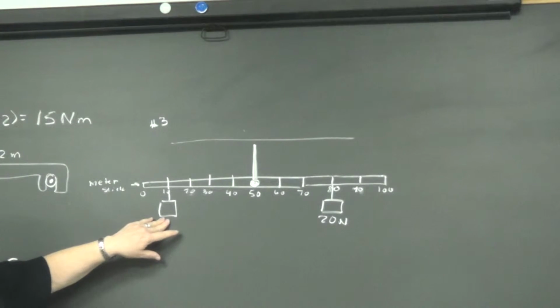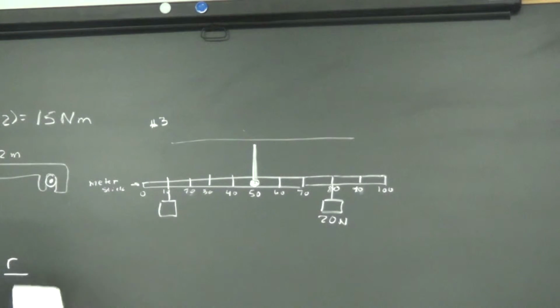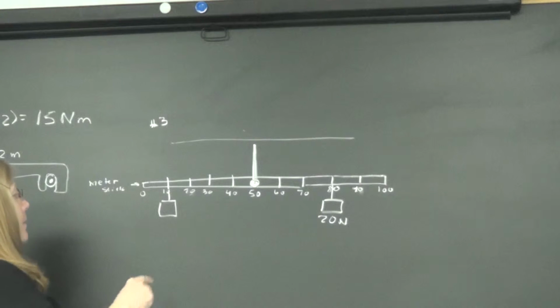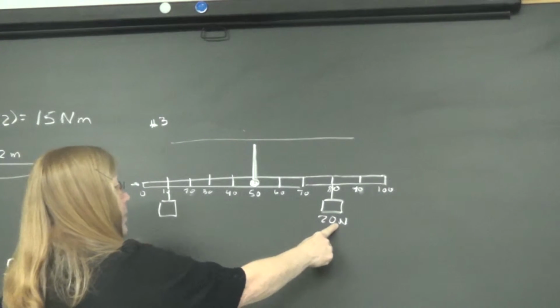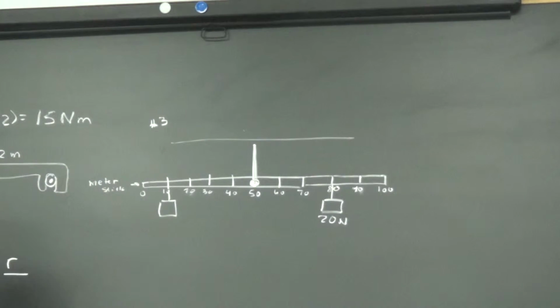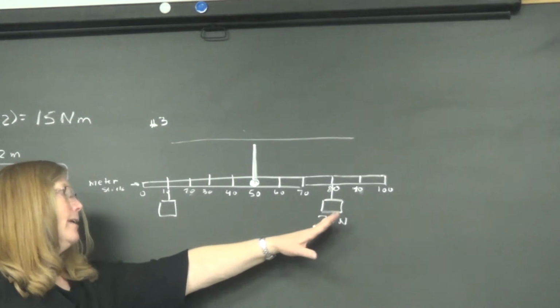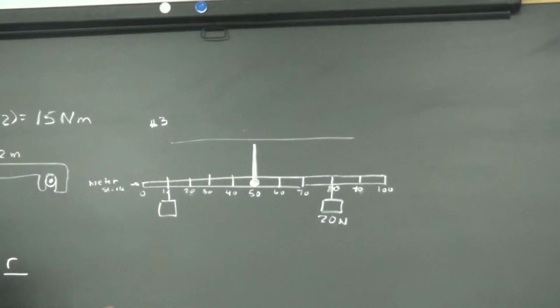So there's a block hanging here with a mass. We want to know weight or mass. Weight in this problem. So number 3, they want to know the weight. There's a weight of 20 newtons hanging at the 80 centimeter mark, and we want to know what this would be. It is in balance. So let's set this one up.